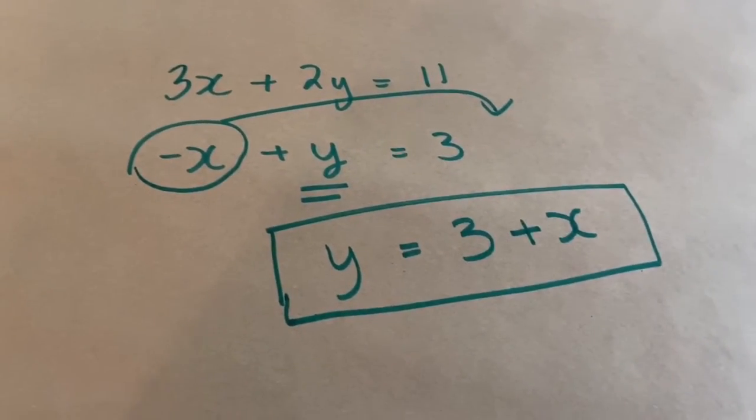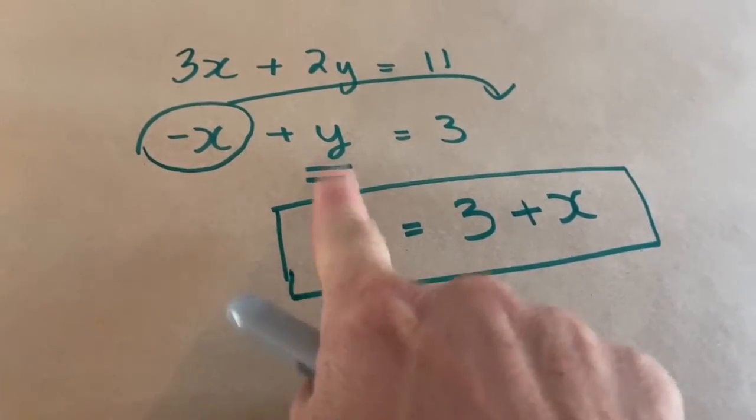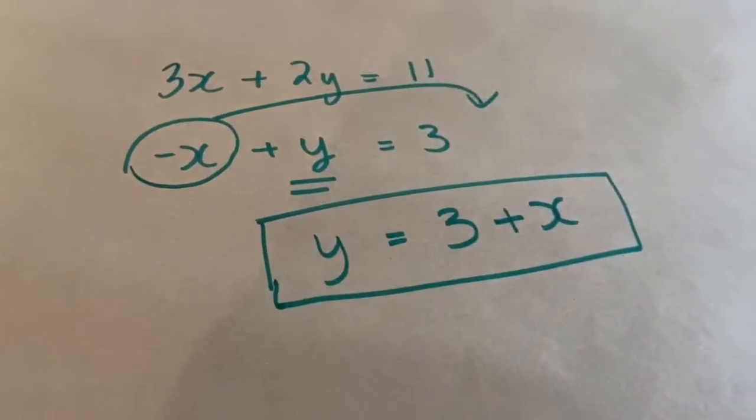That is step number 1 in substitution, to change one of the equations to either x equals or y equals. It doesn't matter which one, as long as you have either just a y here or just an x and everything else on the other side.